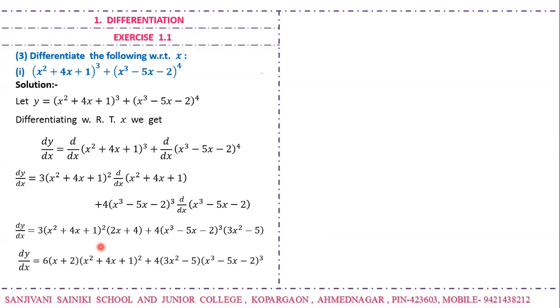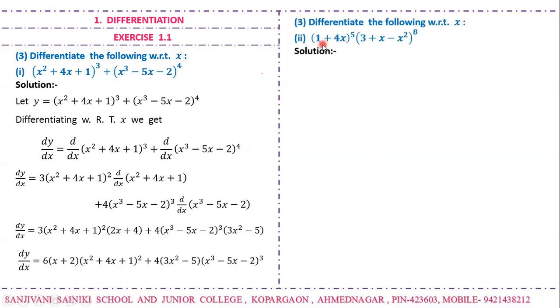So what is the answer? dy by dx is equal to this 3 into, we can take 2 common from this term. So 3 into 2 is 6, but remains (x plus 2) this factor, and then (x square plus 4x plus 1) bracket square, plus this 4 into this factor (3x square minus 5) into (x cube minus 5x minus 2) bracket raised to 3. This is the derivative of the given function.